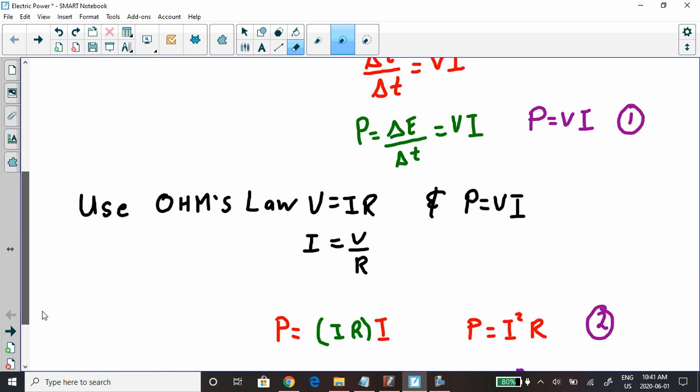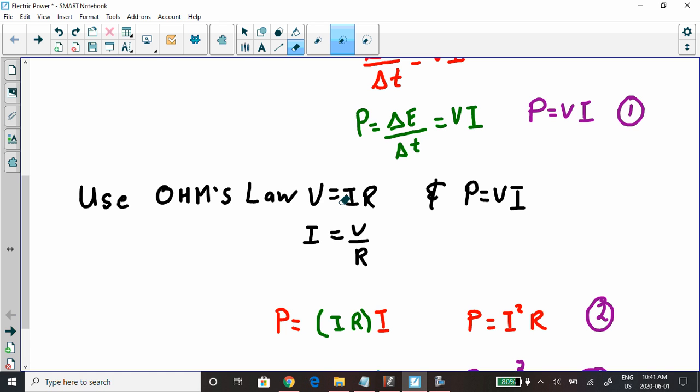Next, we're going to use Ohm's law. Remember what Ohm's law is equal to? Voltage is equal to current times resistance. I'm going to rearrange this, and I'm going to get current is equal to voltage over resistance. And I'm going to remind us of the equation we just came up with. Power is voltage times current.